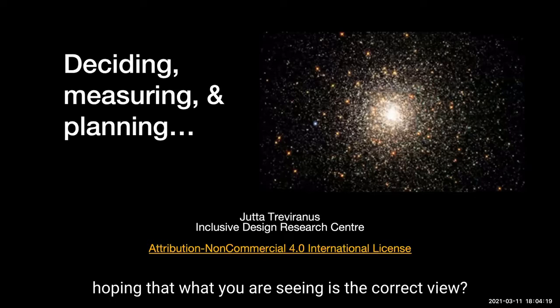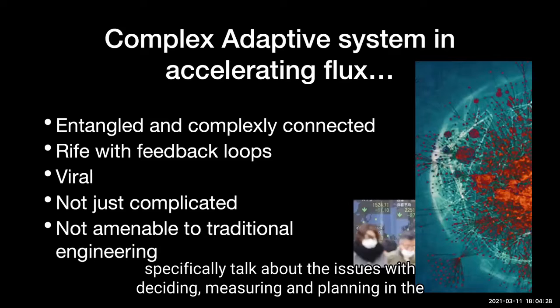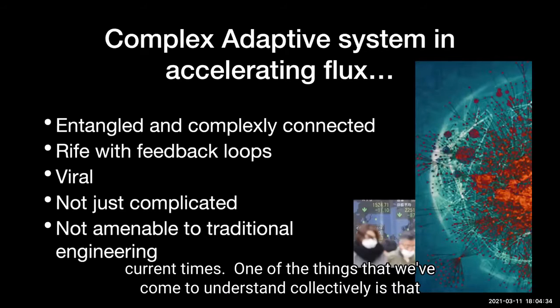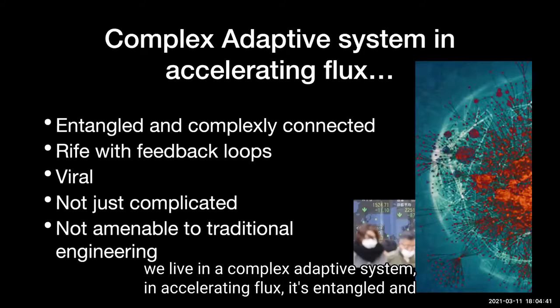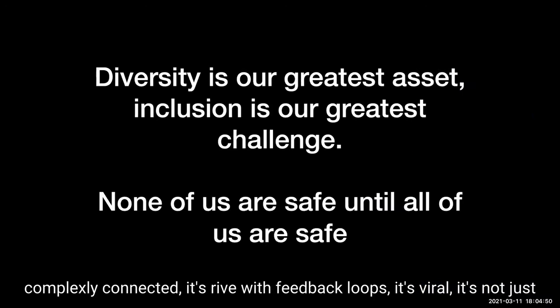Thank you so much for this opportunity to talk to the engineers and specifically talk about the issues with deciding, measuring, and planning in the current times. One of the things that we've come to understand collectively is that we live in a complex adaptive system in accelerating flux. It's entangled and complexly connected. It's rife with feedback loops. It's viral. It's not just complicated, and therefore not amenable to traditional engineering techniques.